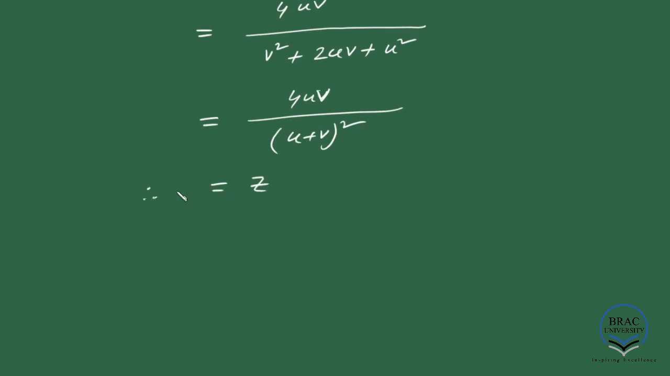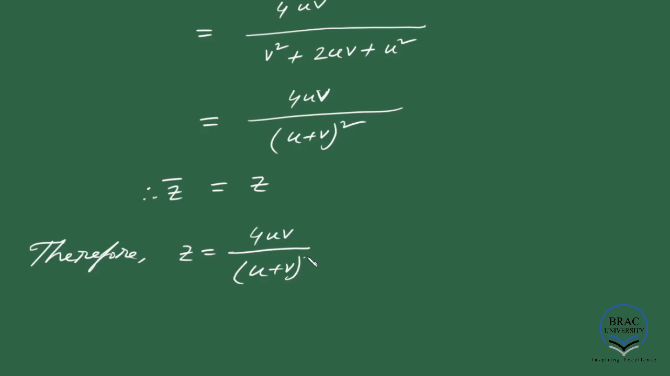So we were calculating the conjugate of z, and we found out that the conjugate of z is z itself. Therefore, I can claim that the number z that I started off with is real. That is what we wanted to check. So I'm going to write: therefore, as I assumed the number as z, and the number was 4uv divided by u plus v whole squared, this number is real. And that is exactly what we wanted to show.